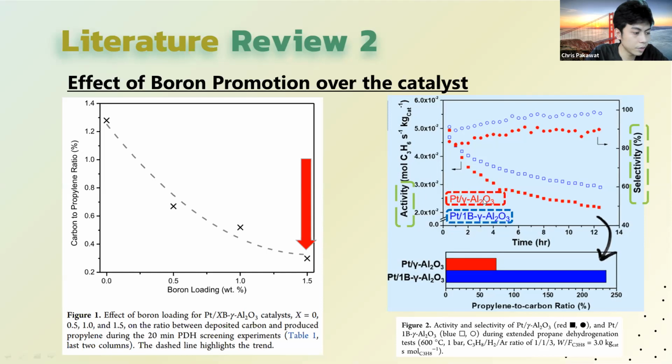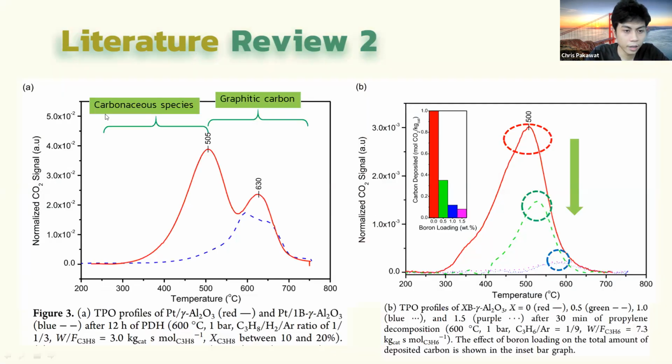It is shown in figure 2. Boron promotion clearly enhances both stability and selectivity of the platinum catalyst. The initial activity of both catalysts is similar at comparable TOS, suggesting that boron does not significantly influence the activity of the sites for propane dehydrogenation.